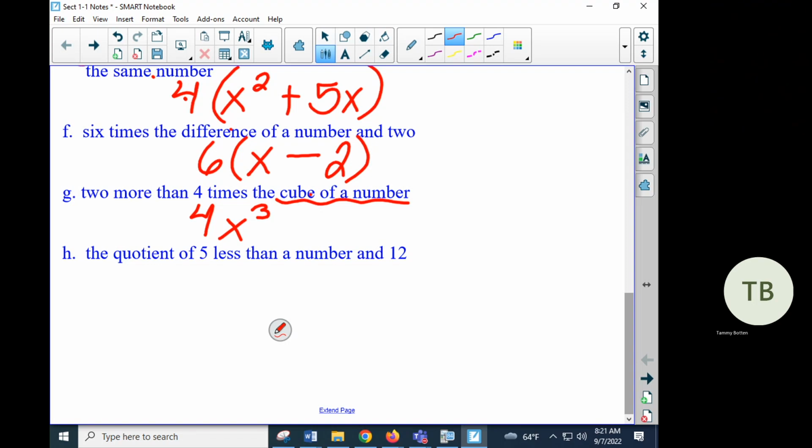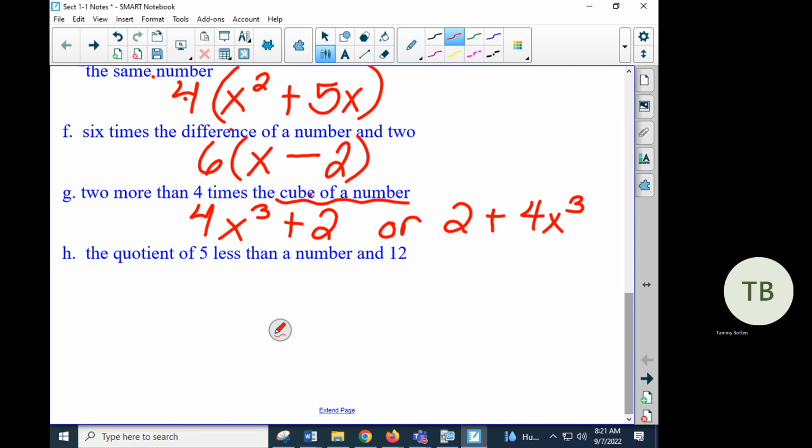2 more than would mean addition. Now with addition, it doesn't matter if you go 2 plus this or this plus 2. Addition doesn't matter where you put it. It's subtraction that order matters. So this could look like this and be totally fine also.